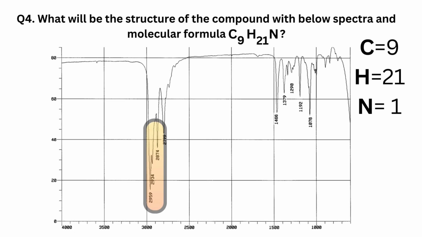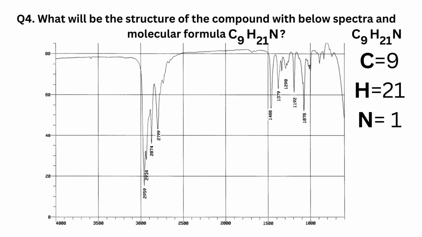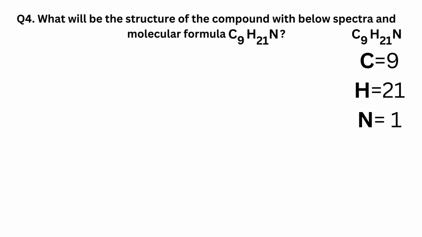Moreover, the CH stretching is less than 3000. That means all carbons are sp3, single bonds, so this tertiary amine is saturated. Now let us write down the structure of the compound from this information. Molecular formula is C9H21N, and it is a tertiary amine.